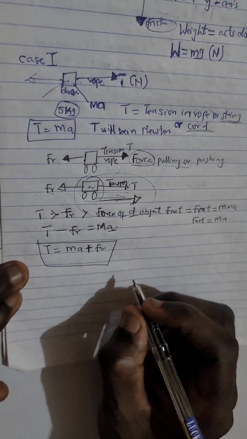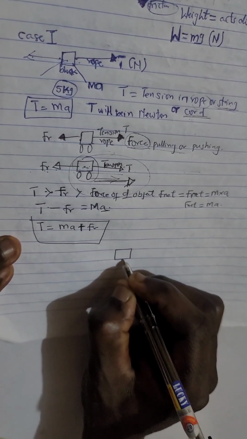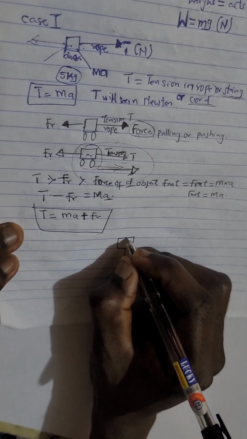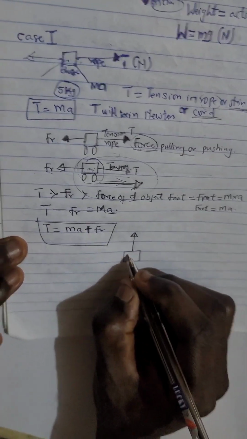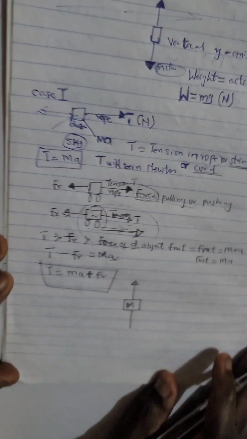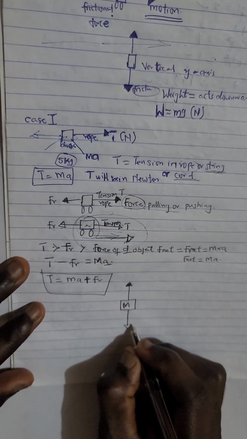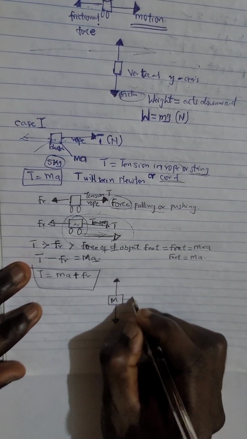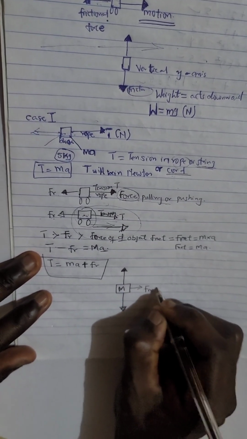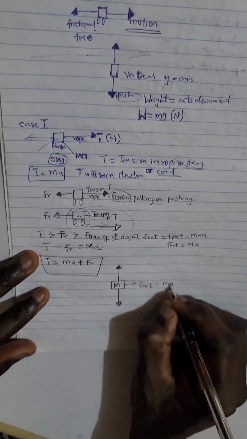Now let's talk about the one that is going up or down, which is vertical. If an object of mass m is drawn like this, in a position like this, the first thing you must know is that this object is going to have something we call net force as well. Its net force is going to be MA, mass times acceleration.